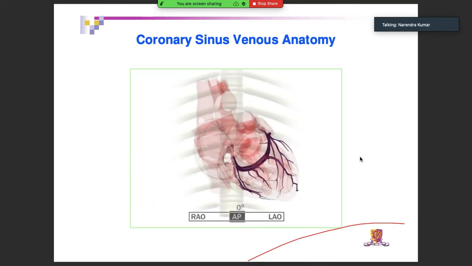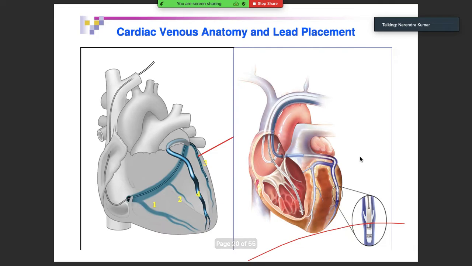So this is how it looks, especially in the AP. And if you look at the different views, then you notice over here the cardiac venous anatomy and the lead placement.